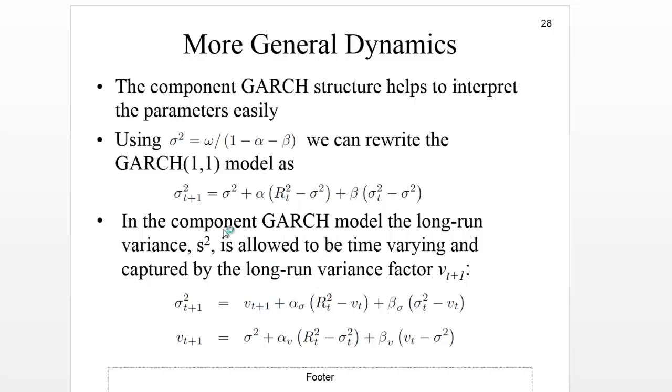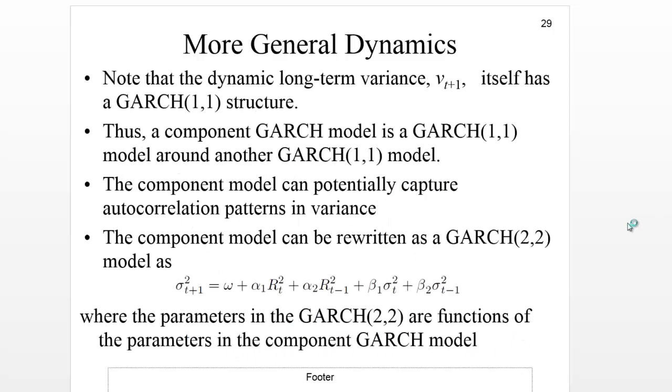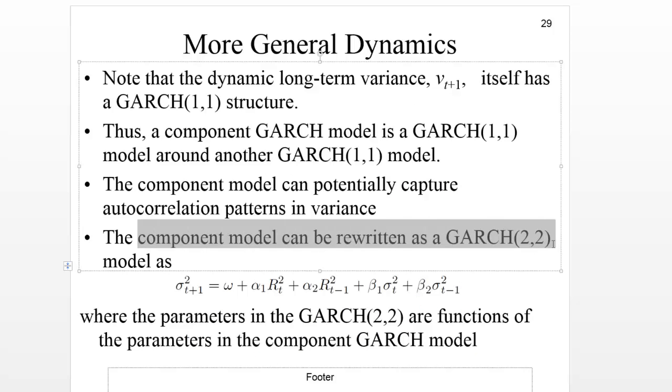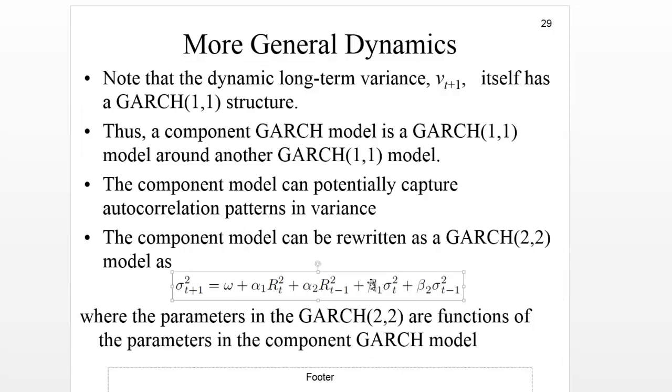So here you see that the sigma is going to be replaced by V_t plus 1, which is the long-run variance. That is going to be time dependent. It's going to change over time. And then this V_t plus 1, basically the long-run variance, is also going to be a GARCH process. One of the interesting things is that this component GARCH model can be rewritten as a GARCH(2,2) model. Now you see that here it's very difficult to get an interpretation of what the alpha 1, alpha 2, beta 1, and beta 2 parameters mean.